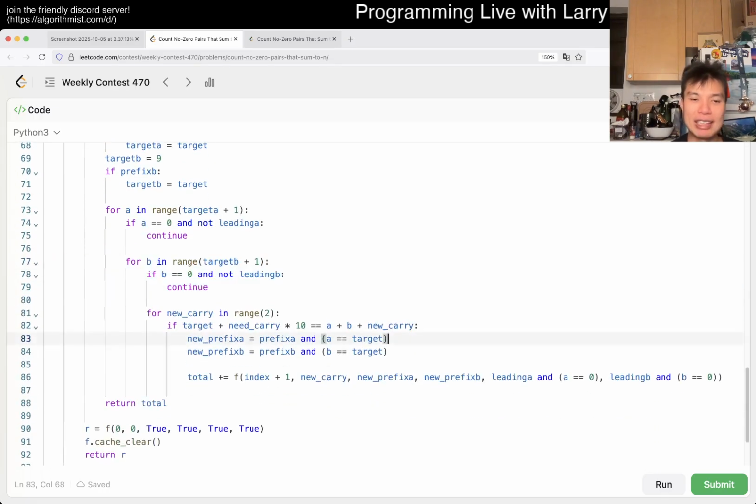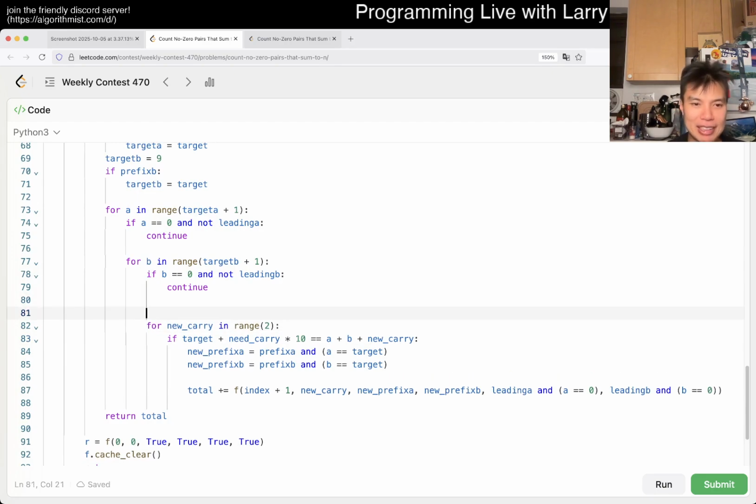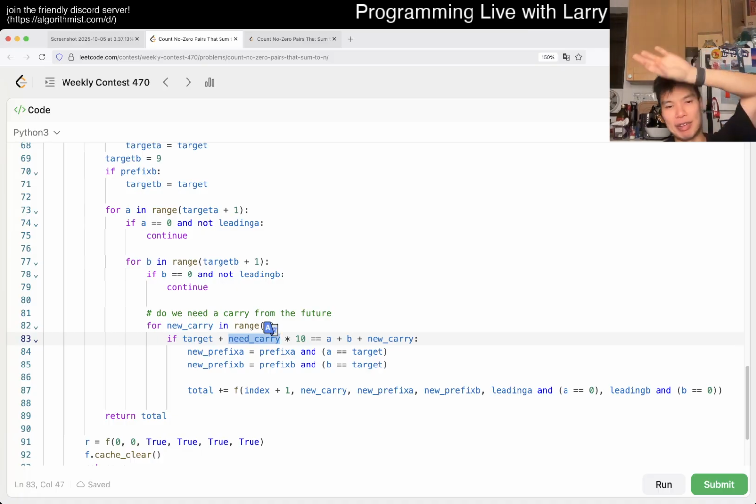And then now I also did a new carry, right? Do we need a carry from the future? So we just check in both cases whether there's a carry in the future or there's not, and that's it. Because if we do get a carry, then we have A plus B plus the carry. If we don't get a carry, then we still add it, but the new carry is zero, right? The need carry means that we need a carry from the future, for now.